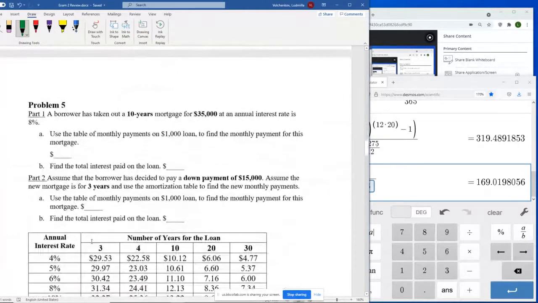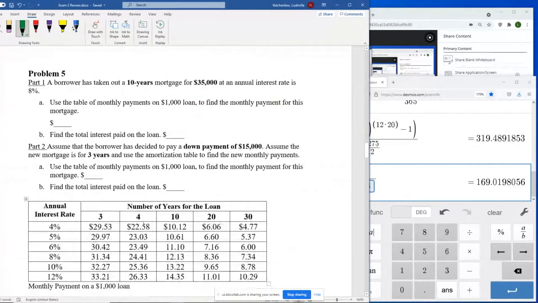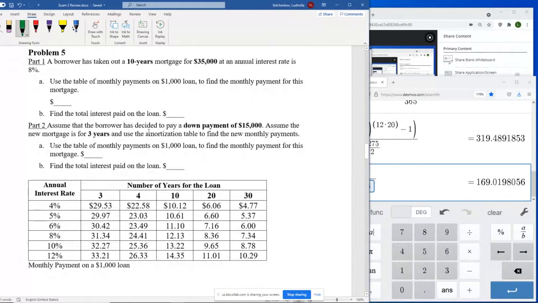The next one is a simple one. So a borrower takes a 10-year mortgage for $35,000 at an annual interest rate of 8%. Okay, we must use a table of monthly payment on a 1,000 loan to find the monthly payment for this mortgage. So the mortgage is $35,000. $35,000 means the number from the table must be multiplied by 35. That's all. So let us find the corresponding number.